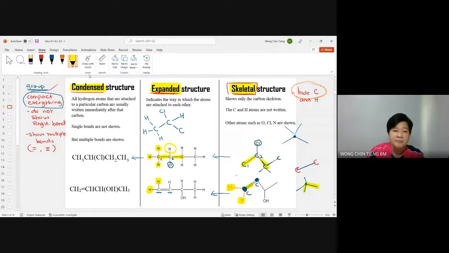Okay? And moving from your skeletal to expanded, or either way, to the condensed, kita nampak we hide all the single bond. What makes it different in the condensed is we are going to hide all this. Kita akan hilangkan semua ikatan ni. Okay? So, bila dia duduk sebagai C yang pegang 3 hydrogen, saya akan label dia sebagai CH3.